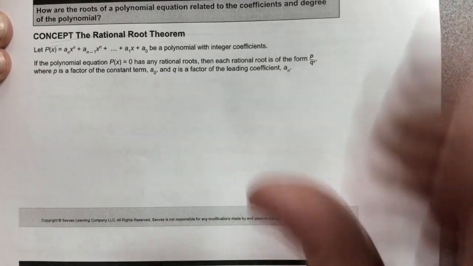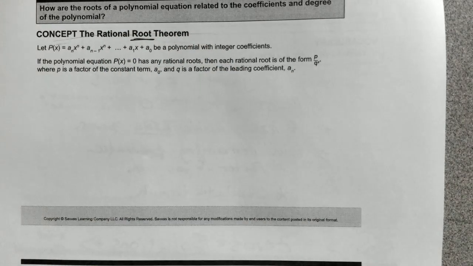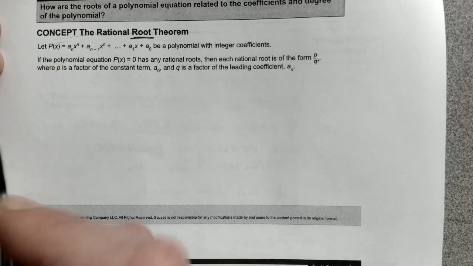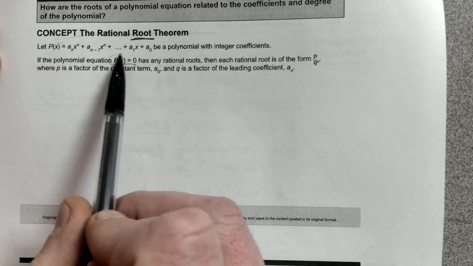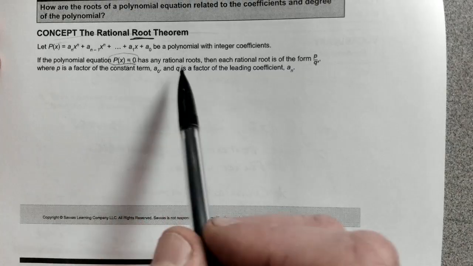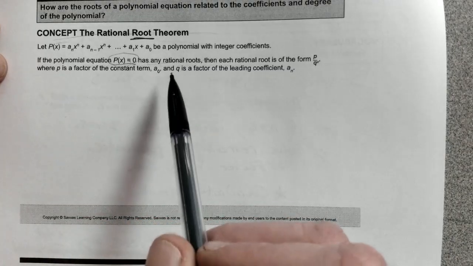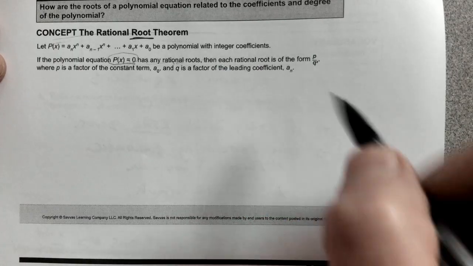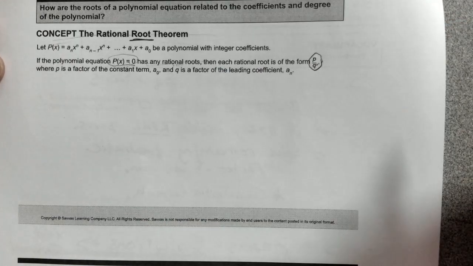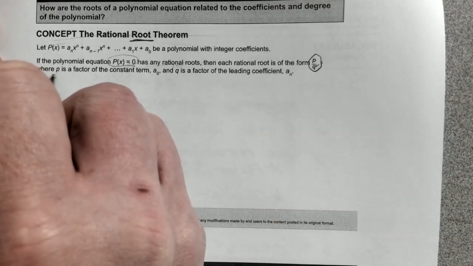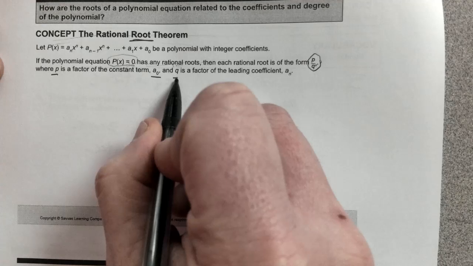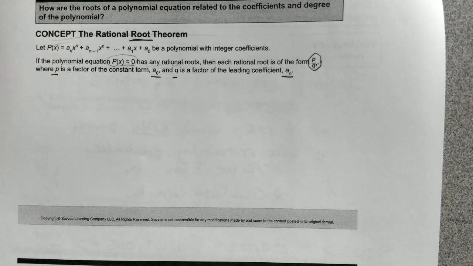Looking at this guy here. The rational root theorem. So again, we're just looking at solutions to that equation. So when we set this polynomial equal to 0, if that equation has any rational roots, then each rational root will be in the form of p divided by q. So p is a factor of the constant, and q is a factor of the leading coefficient.